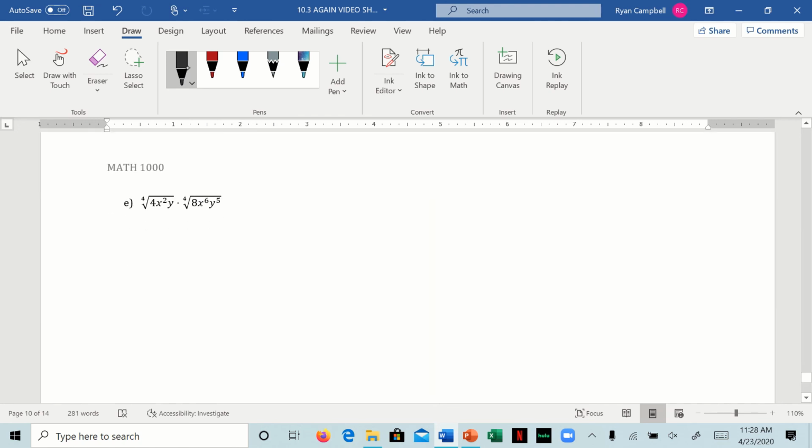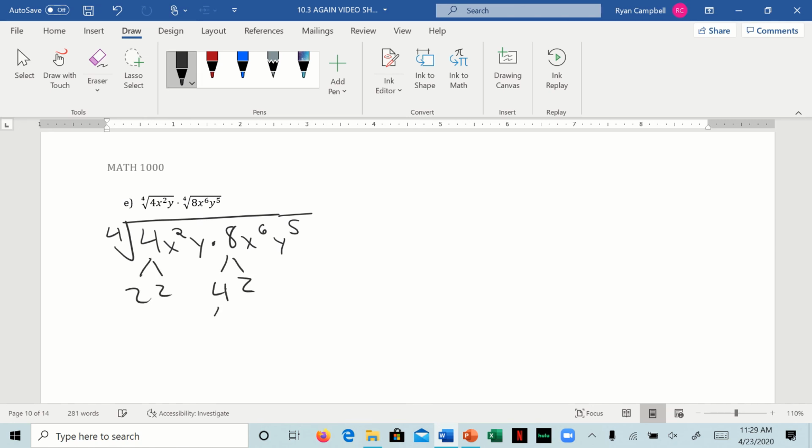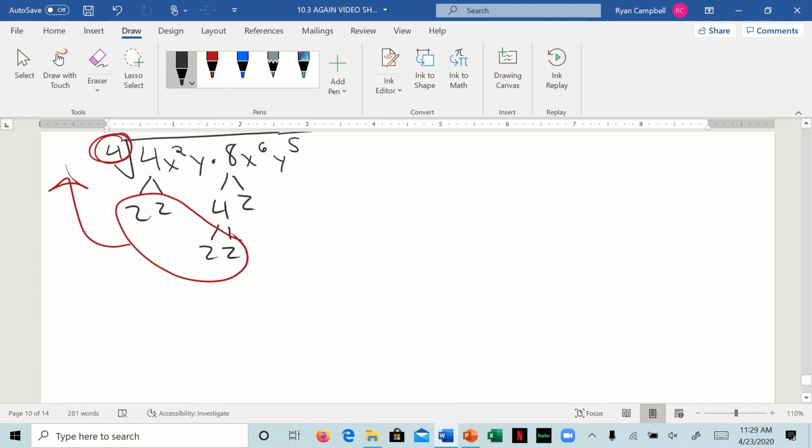All right, 4th root, so we can combine them all. So 4x squared y times 8x to the 6th y squared. Let's do the numbers first. So 4 breaks up into 2 and 2. 8 is 4 and 2, 2 and 2. We need 4 to come out. So there's 4 2's. So we know our final answer. There'll be 1 2 on the inside and 1 2 on the outside.